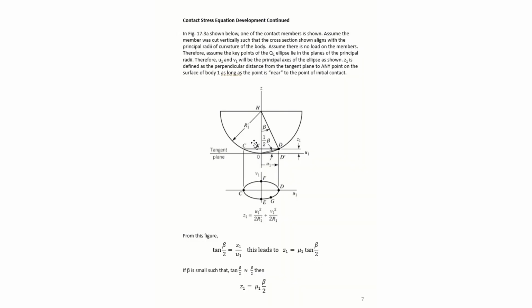Now if we look at the triangle HKF, so we're going to come down here and come to HKF, and so this is looking into the page for the triangle. We can write a similar expression where we can solve for Z1 in terms of V1 and get V1 squared over 2R1.